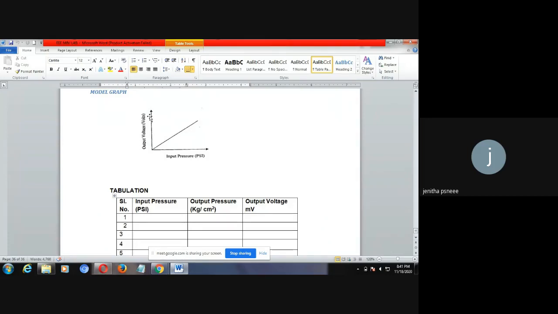Finally, the result will be input pressure and output voltage. You have to make the graph for both. For input and output, the graph will look linear. This is the procedure for pressure measurement. So in the case of temperature, what will be the procedure? In temperature, similarly you will be using the temperature.